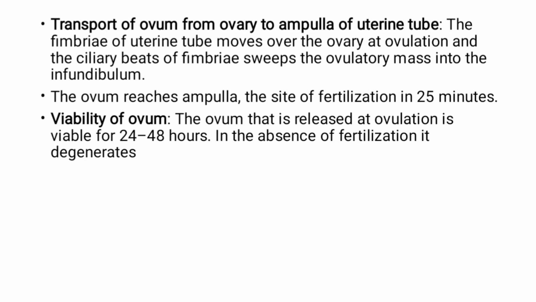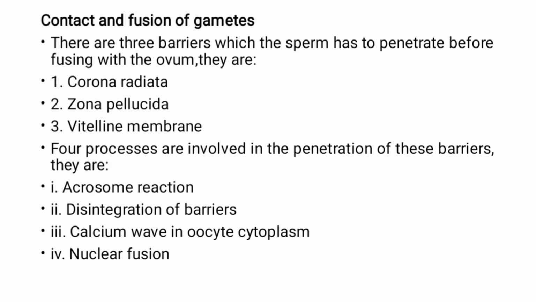We talked about contact and fusion of gametes. There are three barriers which the sperm has to penetrate before fusing with the ovum. The corona radiata is the first one. The zona pellucida is the difficult one, which has to be diminished, pricked, and reduced so that the sperm can enter. And the vitelline membrane is the third one.